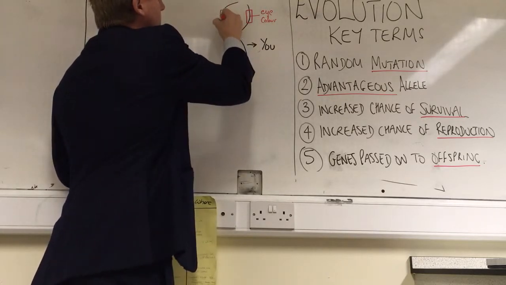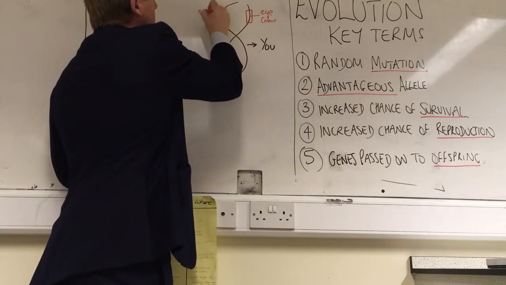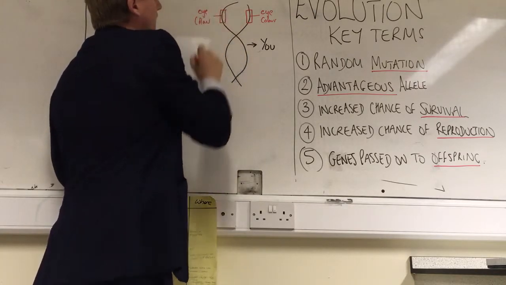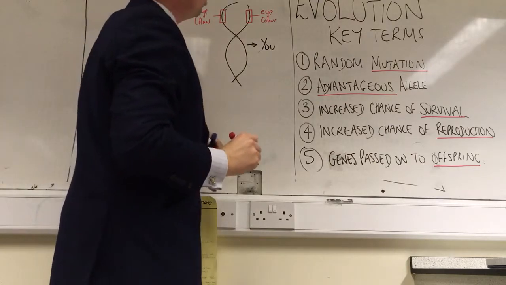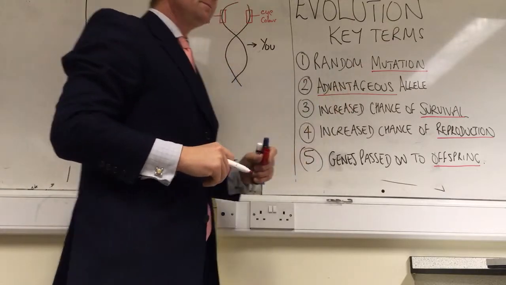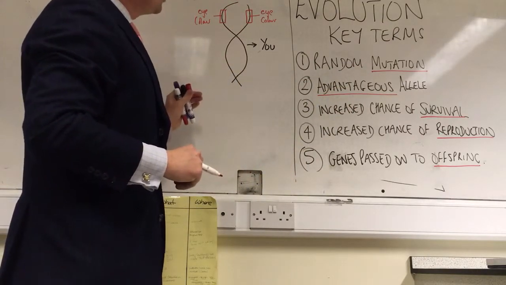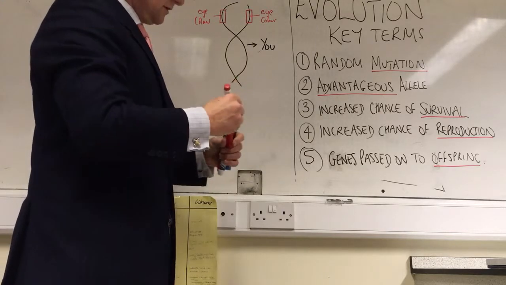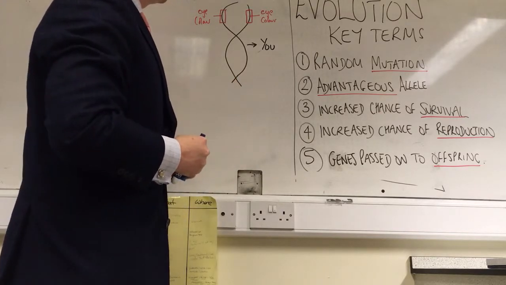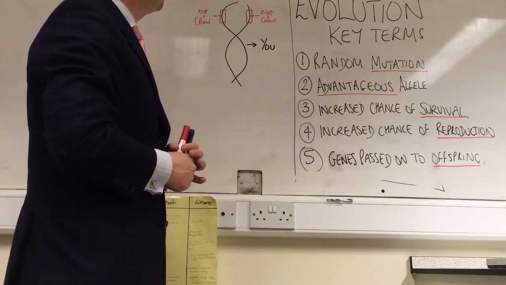And lined up against that, eye colour. And we call a version of a gene an allele, which I mention over here. So DNA controls your characteristics. So a mutation is a change in the DNA.